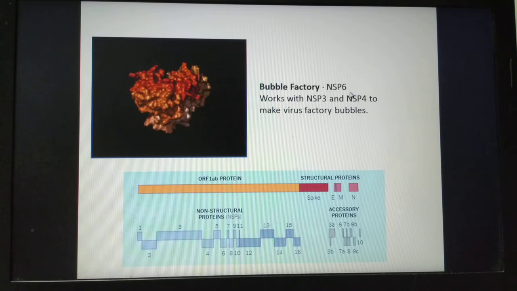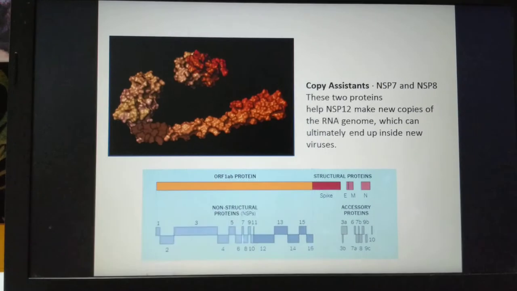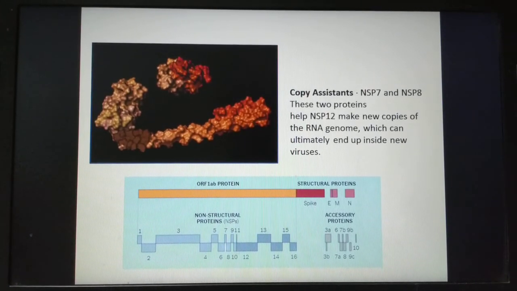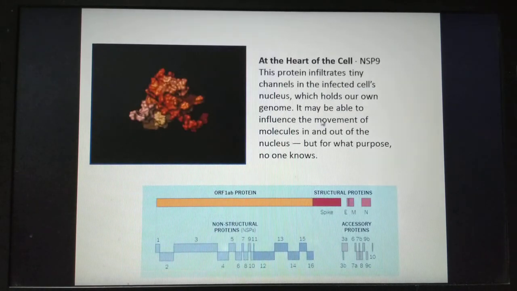Again, NSP6, another bubble factory, it works with NSP3 and NSP4 to make that virus factory bubbles. NSP7 and NSP8, these two proteins, along with NSP12, they start making new copy of the RNA of the virus, which is the genome. That means one virus, when it enters your cell, it can create other copies of virus by using these proteins. These are called replication machinery.